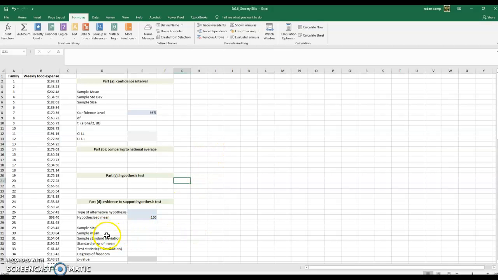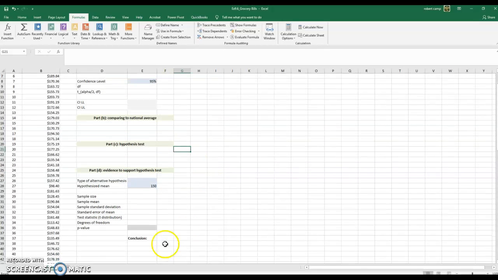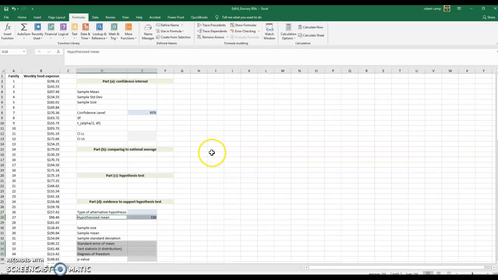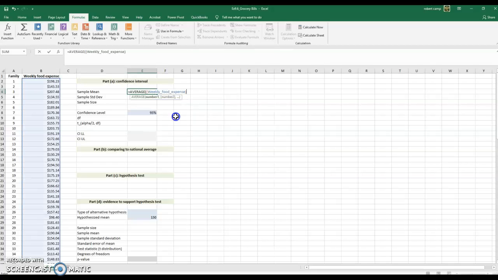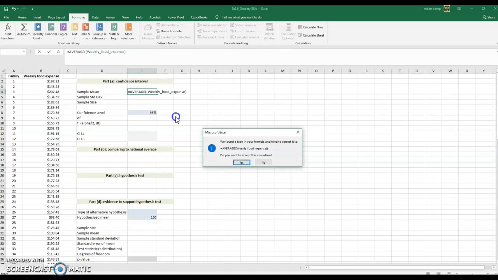Now I'm going to come down here. I've got sample size, mean, and standard deviation. They're going to end up being the same as up here, so I'm just going to grab the stuff underneath of them and our hypothesized mean, and we'll create from selection, and we're going to get back to all of those in just a minute. So let's do part A. We're going to go into our confidence interval. The first thing we do is find the sample mean, once again just as average, and we have weekly food expense as the column that we set up, so we'll just find the average of that.